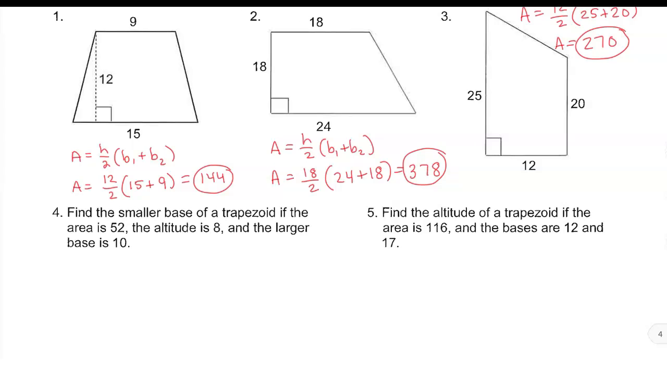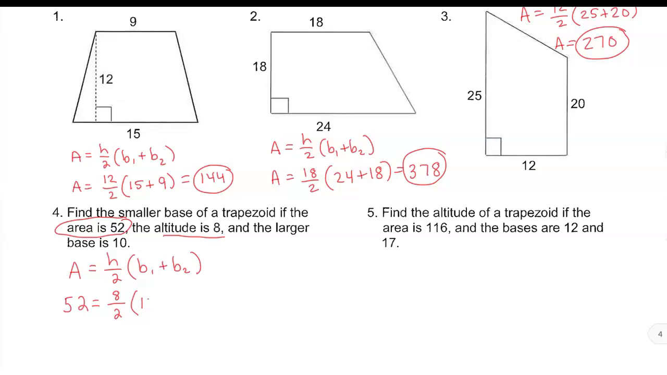Now that you know the area formula, you're going to have to substitute in different numbers for 4 and 5. In number 4, we actually get the area. So let's set up the area formula. Height over 2 times base 1 plus base 2. So I'm going to put 52 over here where the A is. Altitude of 8 means the height is 8. So substitute H with 8.